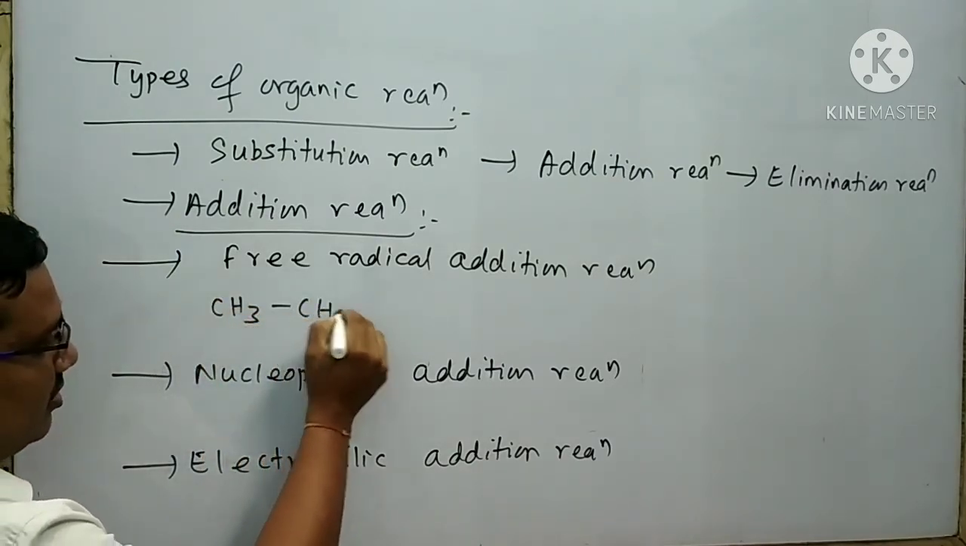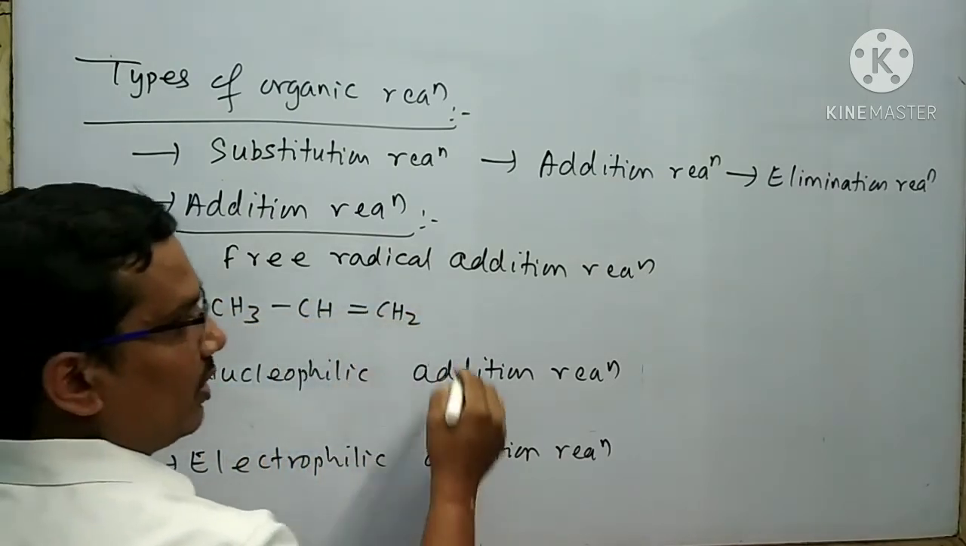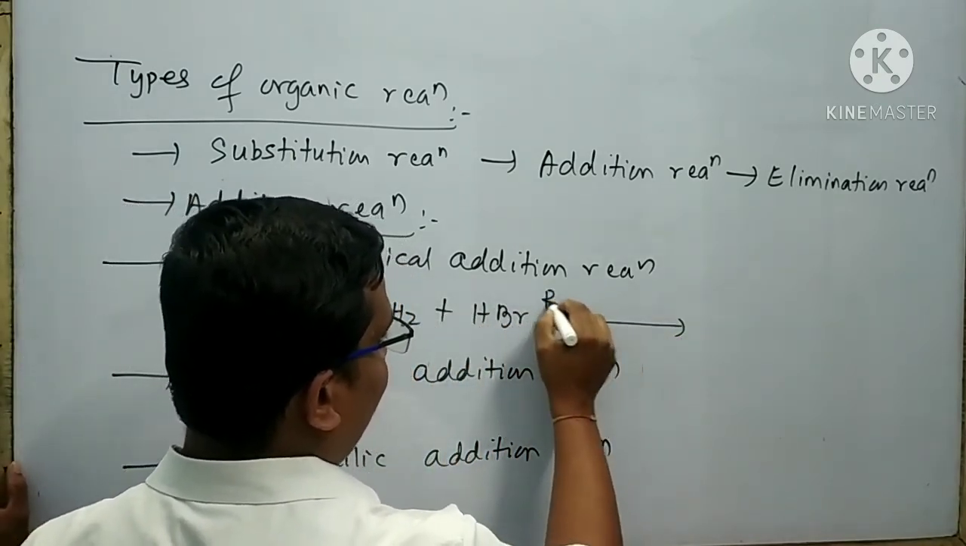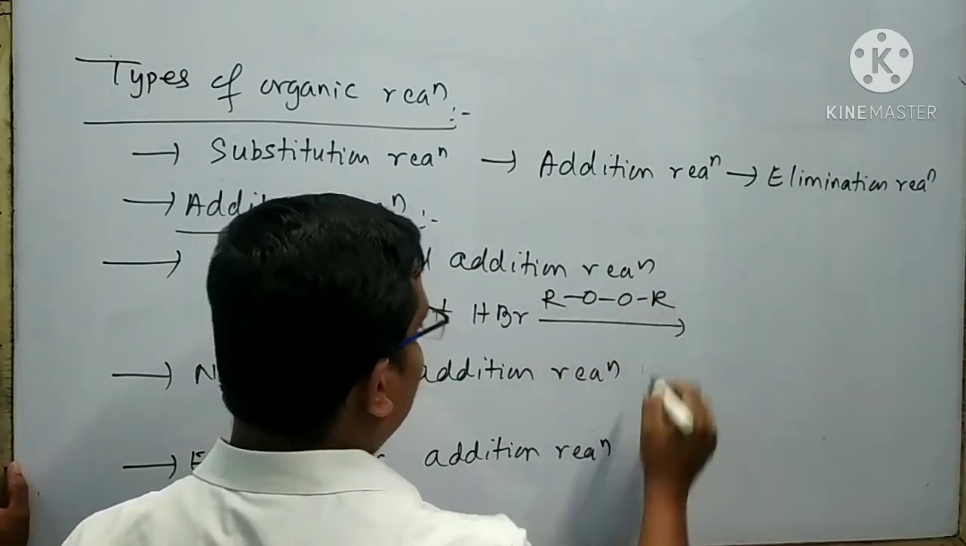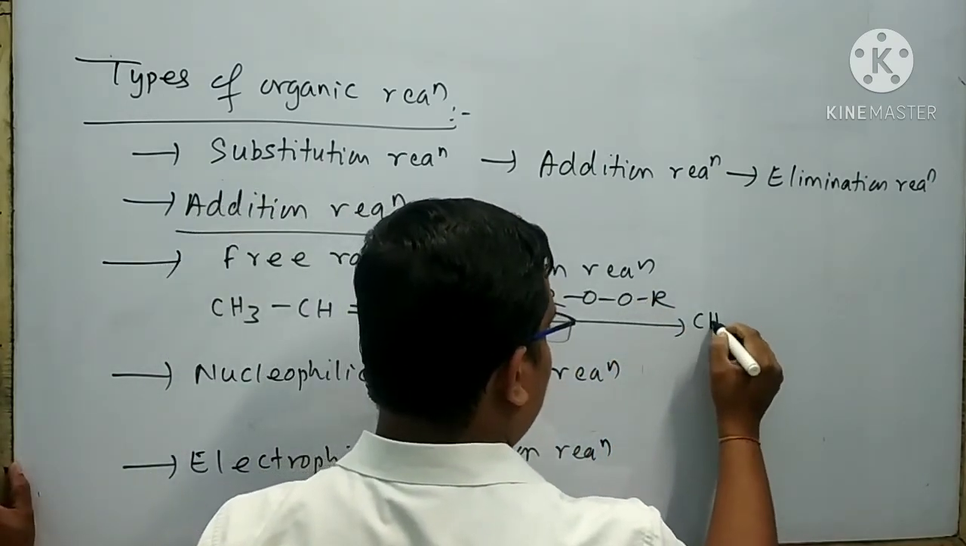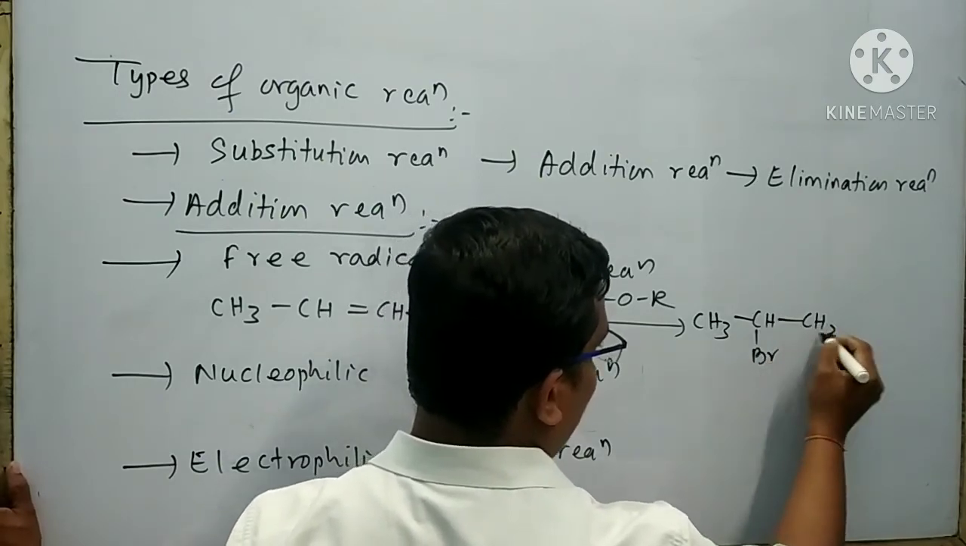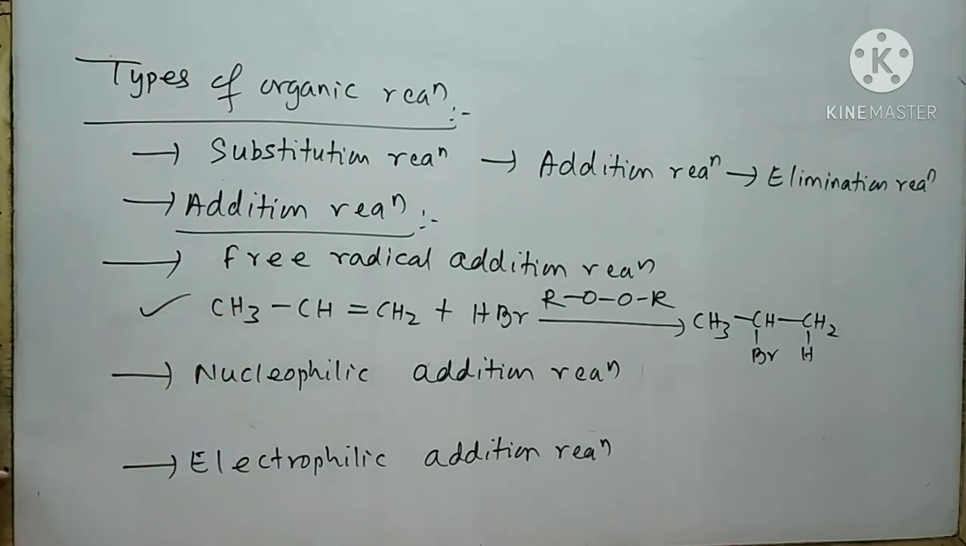CH3-CH=CH2 reacts with HBr in the presence of organic peroxide and gives CH3-CHBr-CH2-H. In this reaction a free radical plays an important role. So this type of reaction is said to be free radical addition reaction. In this reaction at first the free radical adds to this compound.